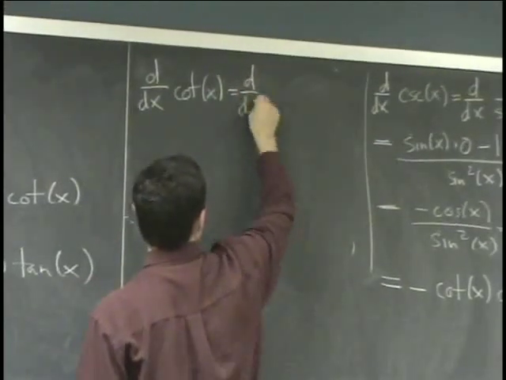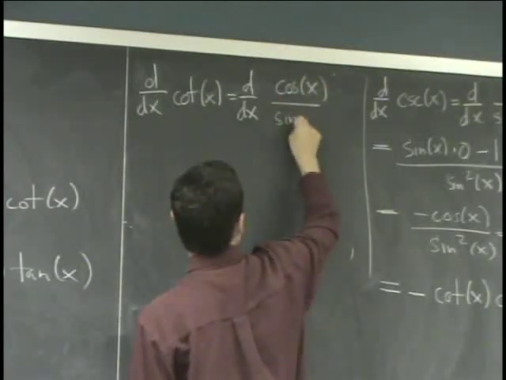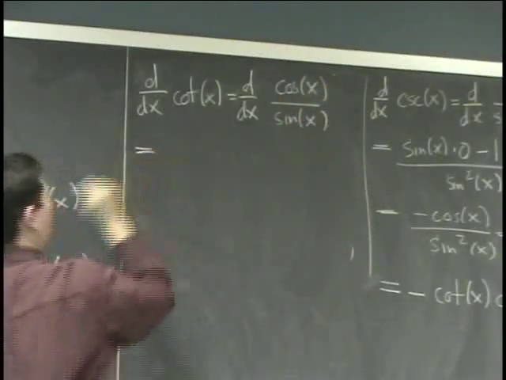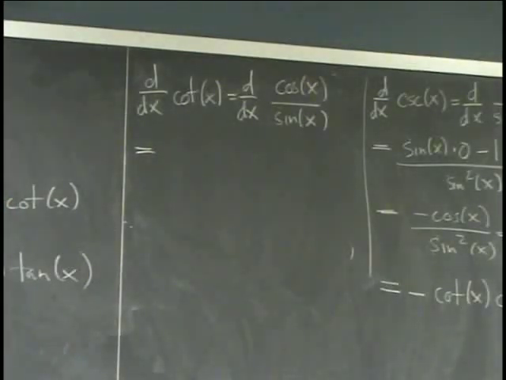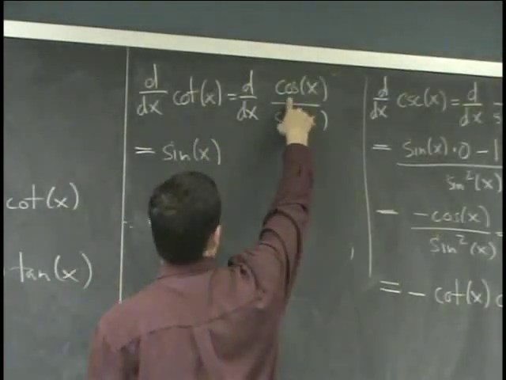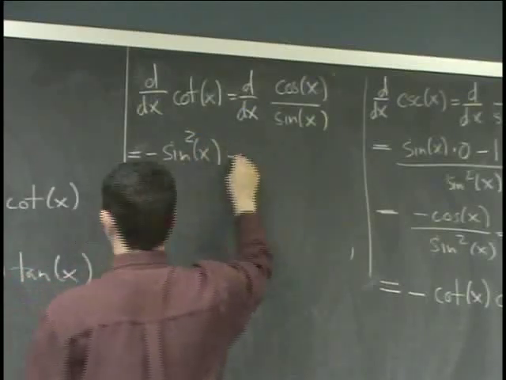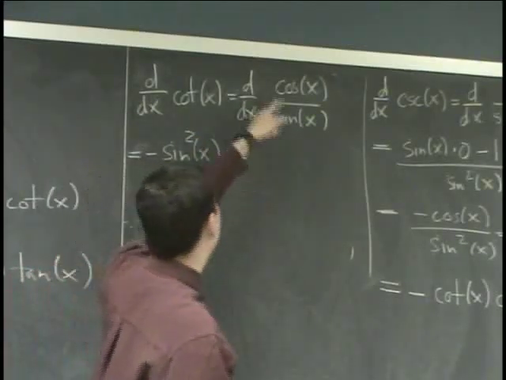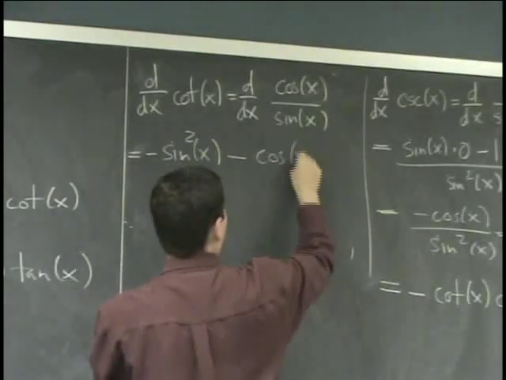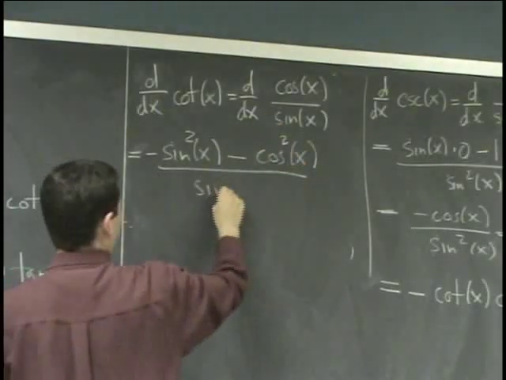Okay, so this is the same as the derivative of cosine over sine. Oh, the last one. All right, so low d high. I'm going to add a minus in here. Minus sine squared, minus high d low, over sine squared.